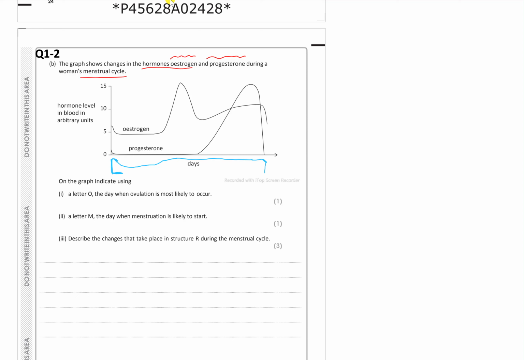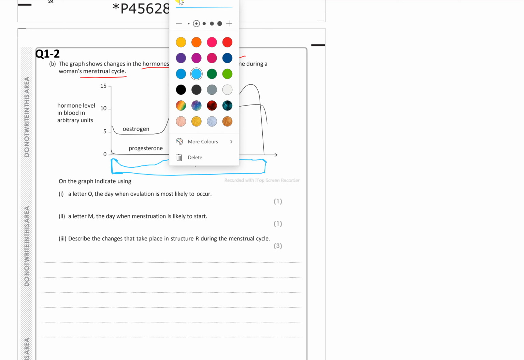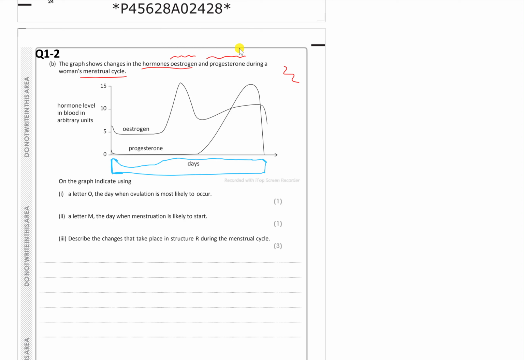And this here is the thickness of the uterus. So this is the, oh, is it complaining again? Yes, it is. No, I don't want blue, I want red. Right, so this is the thickness, and when it doesn't receive, this is where you get your menstrual bleeding, and then it starts thickening again.